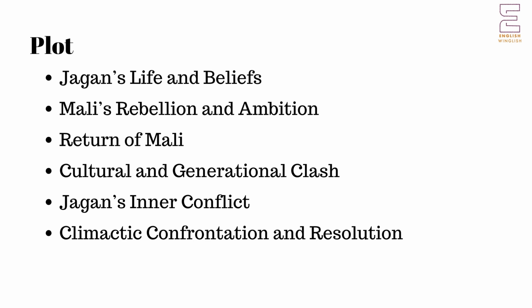Return of Mali. Mali returns from America with his girlfriend Grace and a friend named Jason. He introduces Grace to Jagan as his wife, which shocks Jagan, as their marriage wasn't conducted in the traditional Indian way. Mali also presents his business idea of producing story writing machines, seeking investment from Jagan.